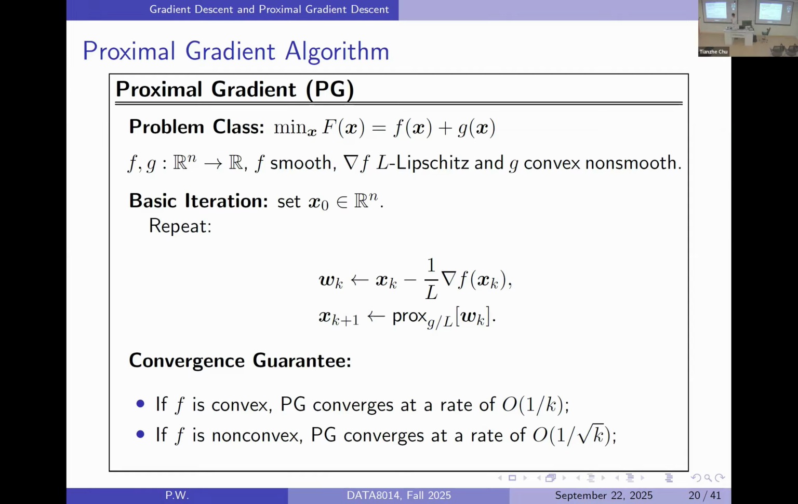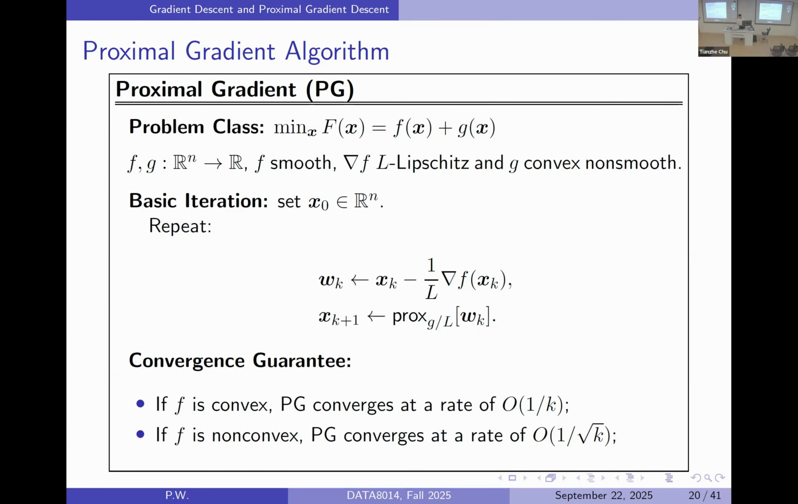And it has been shown in the literature that if this f is convex, we can show a very good convergence rate of 1 over k. It's very fast, like you run a few iterations and you can get a solution with accuracy 0.1. But if it's non-convex, the rate is 1 over square root k, where k is the number of iterations. That is the convergence of the proximal gradient algorithm.